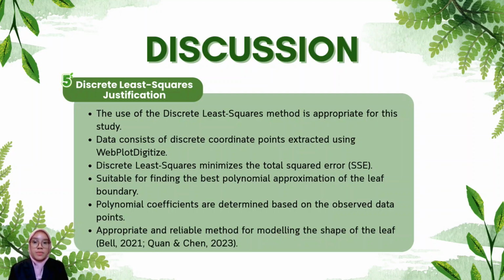This method works by minimizing the sum of square errors, SSE, which measures the difference between the actual data points and the fitted curve. By minimizing this error, the method determines the most suitable polynomial coefficients and provides an accurate approximation of the leaf boundary. As a result, the discrete least square is an appropriate and reliable method for modeling the shape of the leaf.